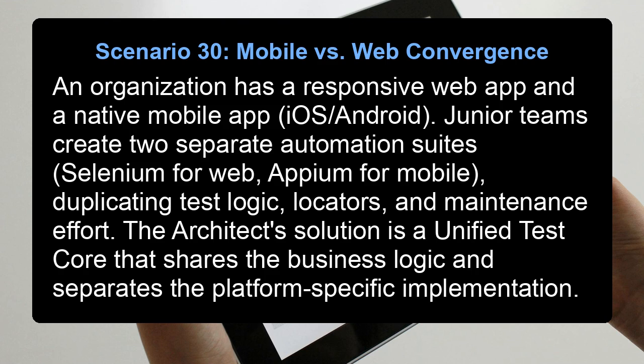Scenario 30: Mobile versus web convergence. An organization has a responsive web app and a native mobile app, iOS or Android. Junior teams create two separate automation suites, Selenium for web, Appium for mobile, duplicating test logic, locators, and maintenance effort. The architect's solution is a unified test core that shares the business logic and separates the platform-specific implementation.